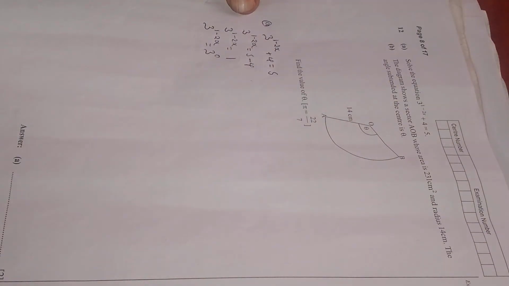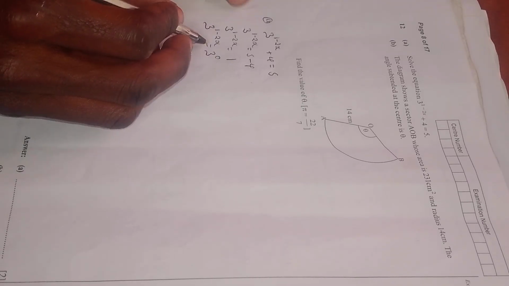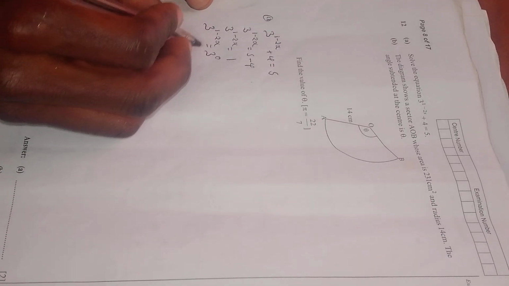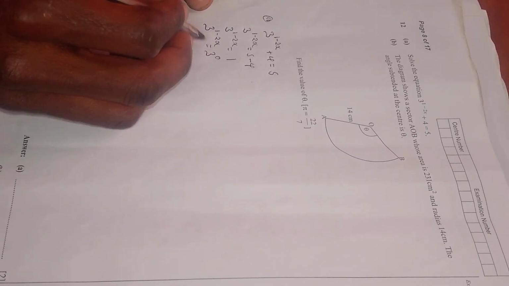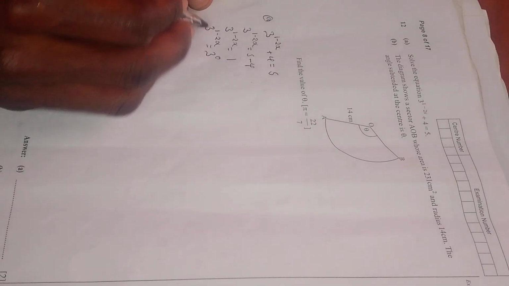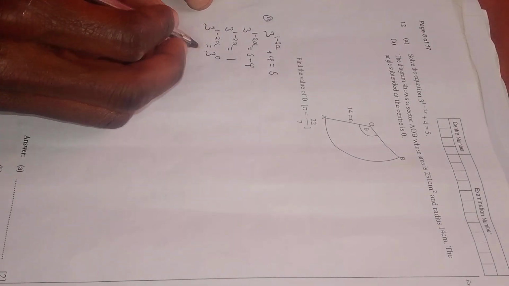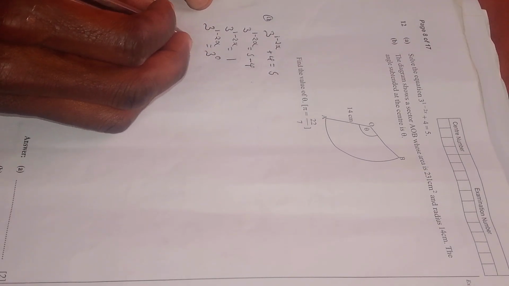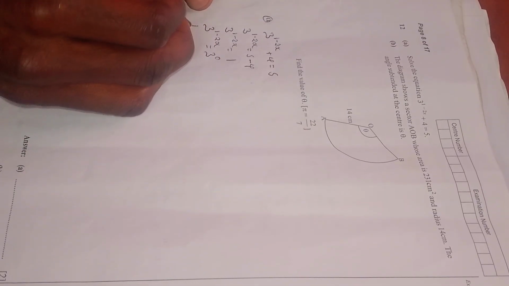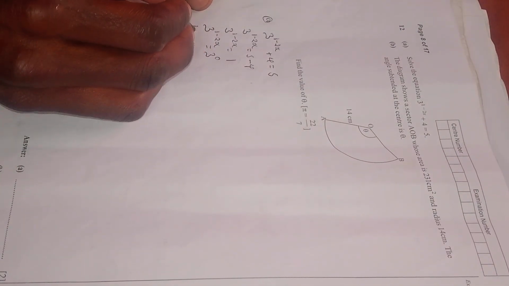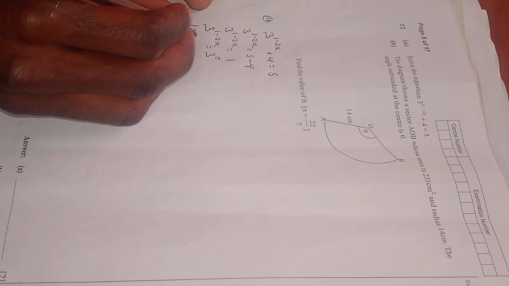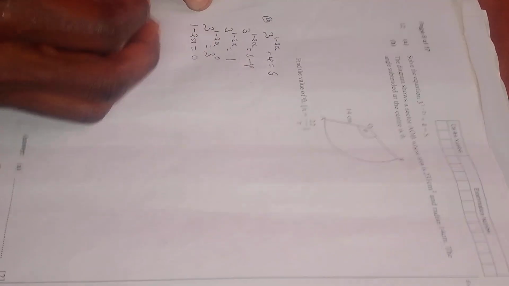Our next step, we should equate the powers, since the bases here are the same. We have 3 raised to the power 1 minus 2x, and also 3 raised to the power 0. When the bases are the same, we equate the power. So we have 1 minus 2x is equal to 0.